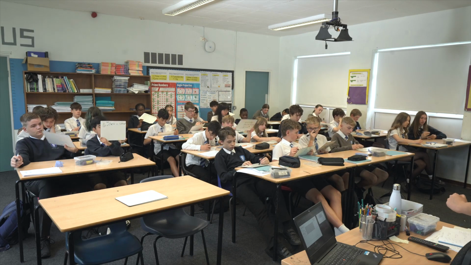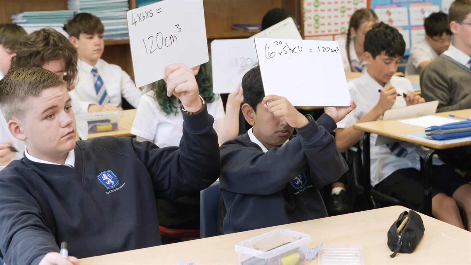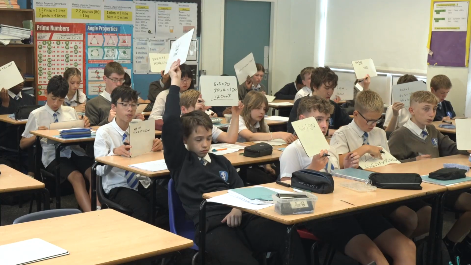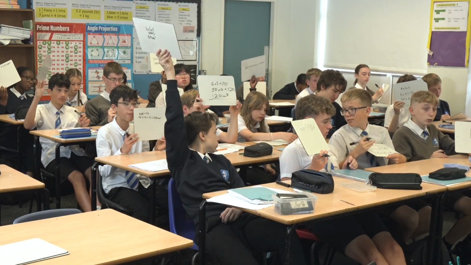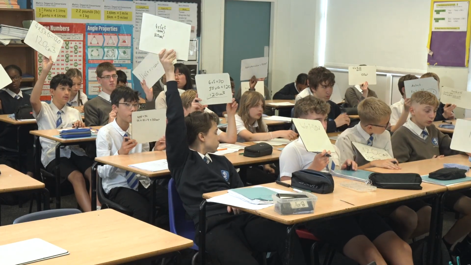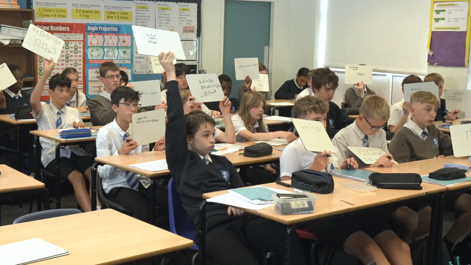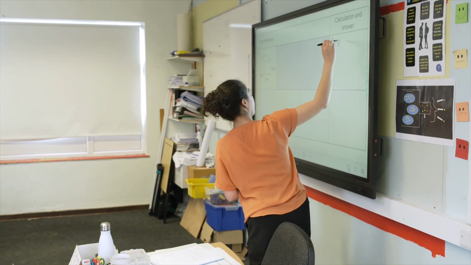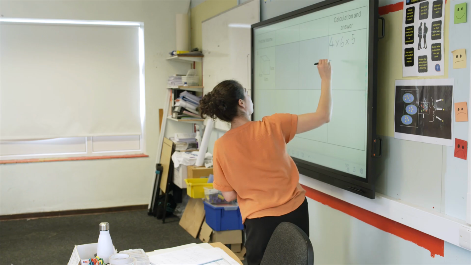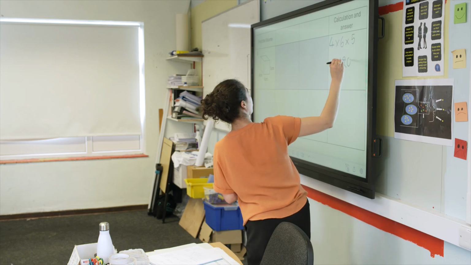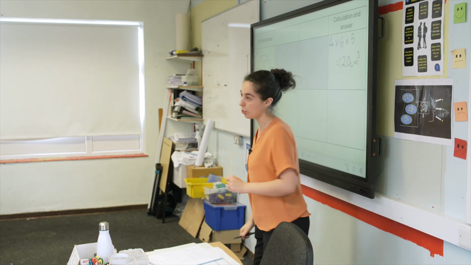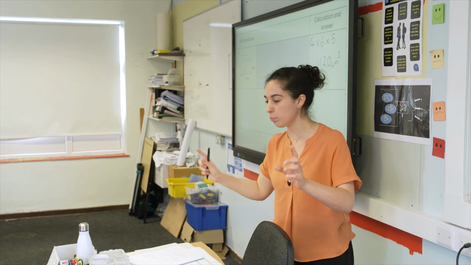Okay, and hold it up. Right, I can see lots of calculations going on. The main thing that I can see on most people's boards is you have multiplied each side length together to give you 120 centimetres cubed. Good, okay, so that's your starting point.